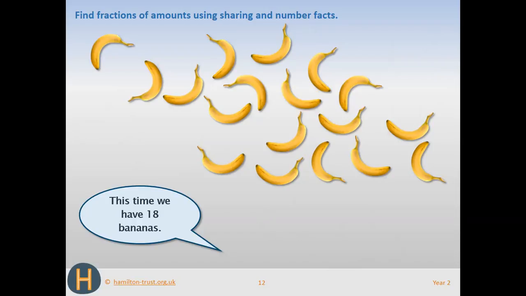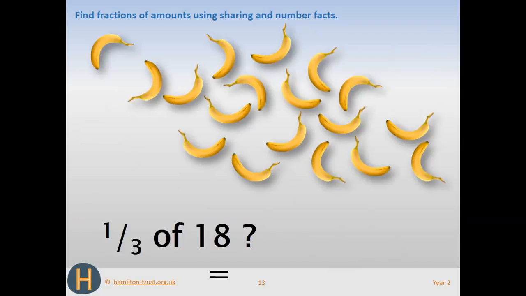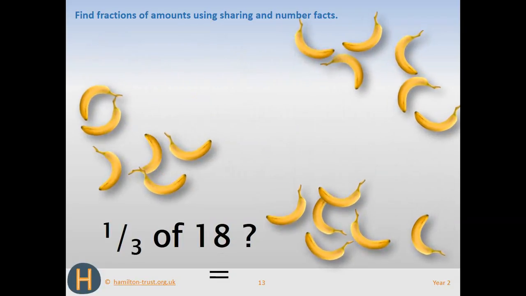6 more bananas now, not 12, but 18. How do we find 1/3 of 18? Well, the bottom number tells us how many ways to share the bananas, and the top number tells us how many groups we're interested in. So let's share our 18 bananas between 3. How many bananas in one of those groups? 1/3 of 18 equals 6.